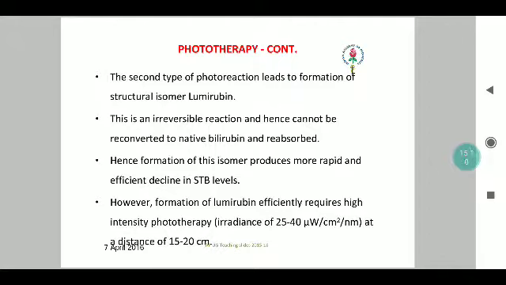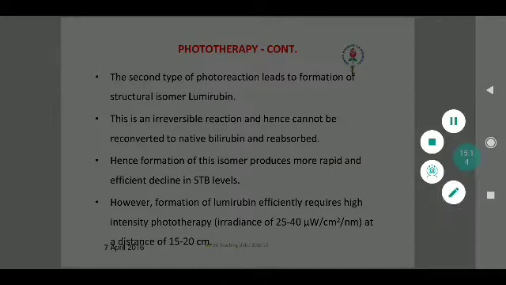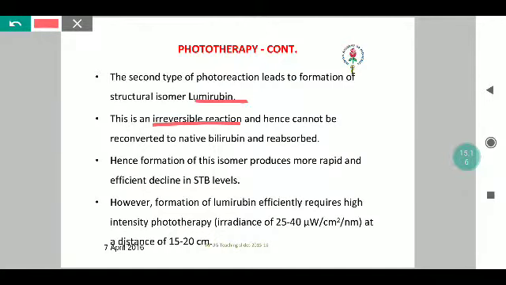The second reaction which occurs is because of the structural isomer known as lumirubin. This is an irreversible reaction. The first one between E and Z form was reversible, and lumirubin formation is an irreversible step, as a result of which there is no reconversion, and hence it cannot be reabsorbed. So as more and more of this lumirubin is formed, the more and more it gets excreted, and this is generally done with high intensity phototherapy and a higher irradiance at a shorter distance.